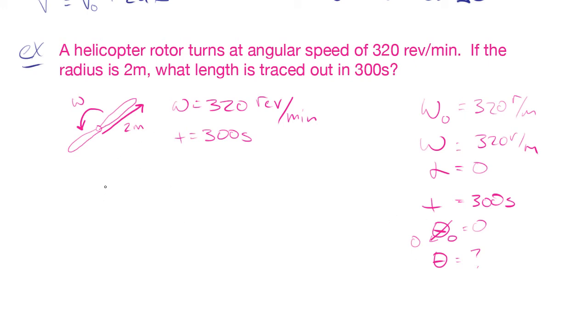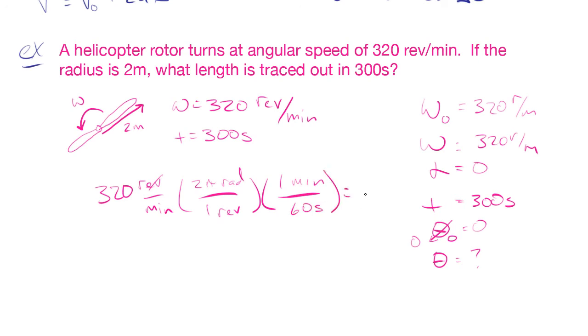Now the first thing we had to do is convert. I've got to convert 320 revs per minute into radians per second. To do that, I've got to get rid of my revolutions. I know that there are 2 pi radians in every revolution. And then I get rid of my minutes by realizing that in 1 minute, there are 60 seconds. If you do that calculation, you get 33.5 radians per second. So that should be your angular speed.